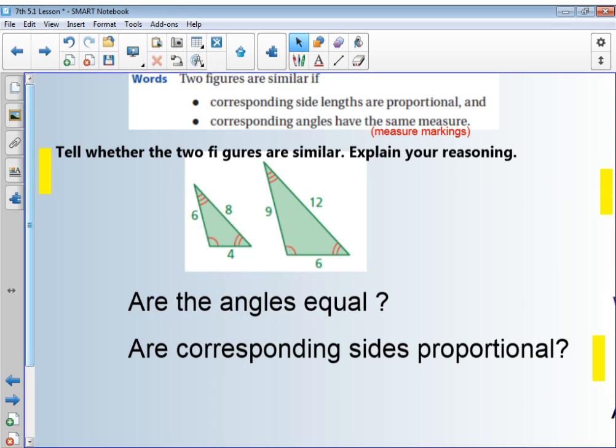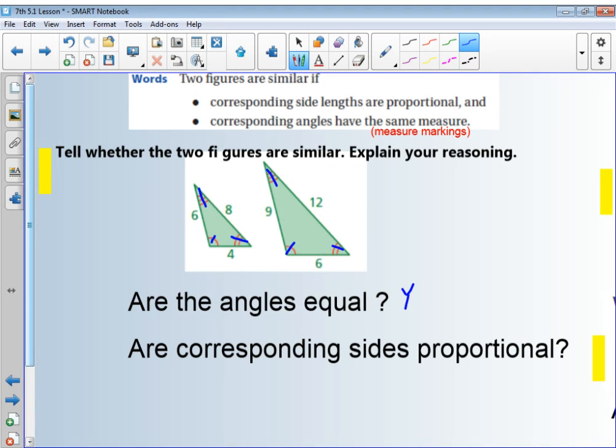Tell whether the 2 figures are similar, explain your reasoning. So let's check the angle measures first. Do we have the same markings on each of them? Yes, yes, yes, yes. And 3 up here and 3 up there. So all of the angles are equal. So this is a yes. Now we're going to check to see if the sides are proportional.